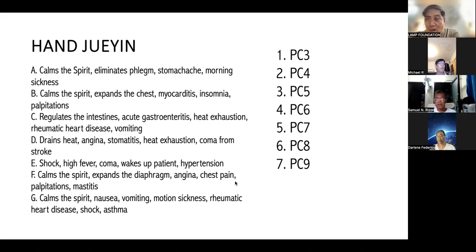Shock. Di ba? Shock na parang nawalan ka, you know, wala ka sa sarili mo. And also when you have high fever, right? Hypertension or na stroke ka na. Can you follow? So definitely you will not think of pericardium 7 for that, kasi nasa baluarte po yan ni pericardium 9. Okay? So pericardium 7 is more of a sedating point. So it has to be something like ano siya eh? Earth point, right? So what will be your answer for pericardium 7?